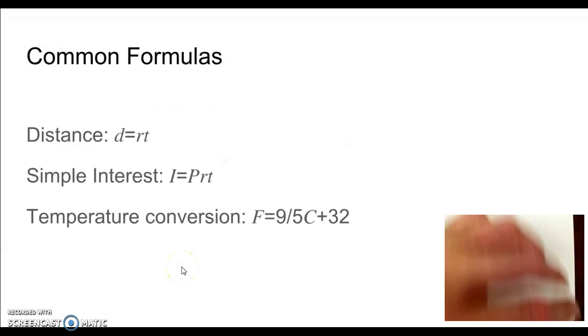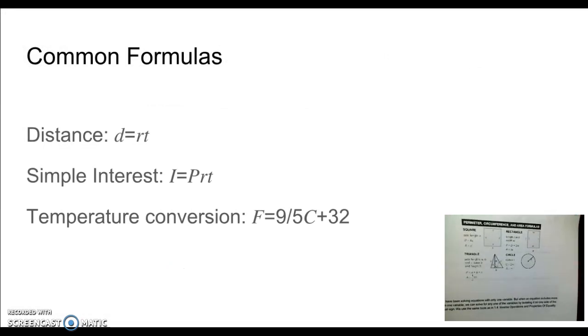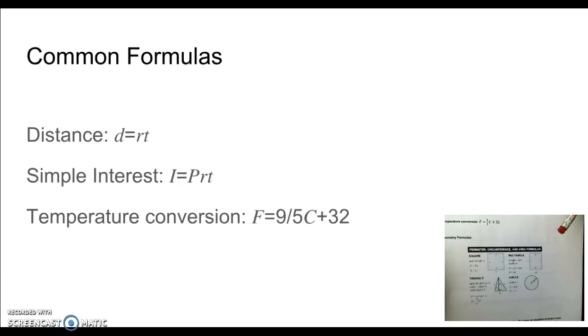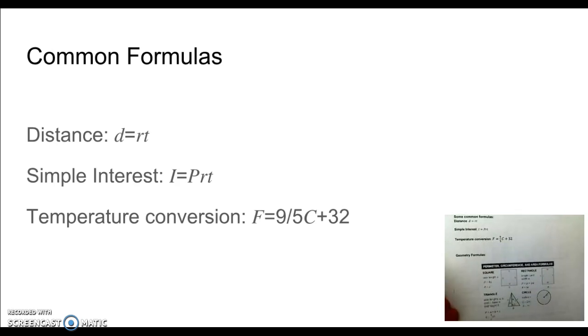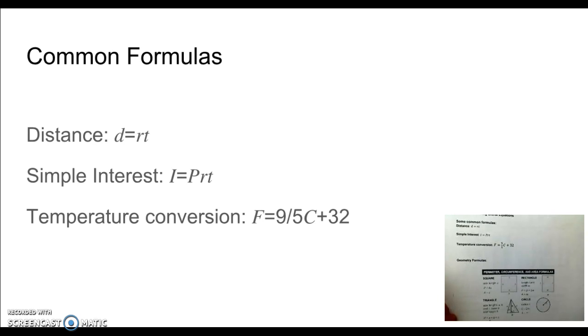So taking a look at some common formulas that are often used in the high school math texts and occasionally end up being used outside of high school as well. The first is the relationship between distance, rate, and time, d equals RT. Simple interest, interest equals principal times rate times time. And the conversion between Celsius and Fahrenheit for temperature. The Fahrenheit temperature is equal to the Celsius times 9/5 plus 32.